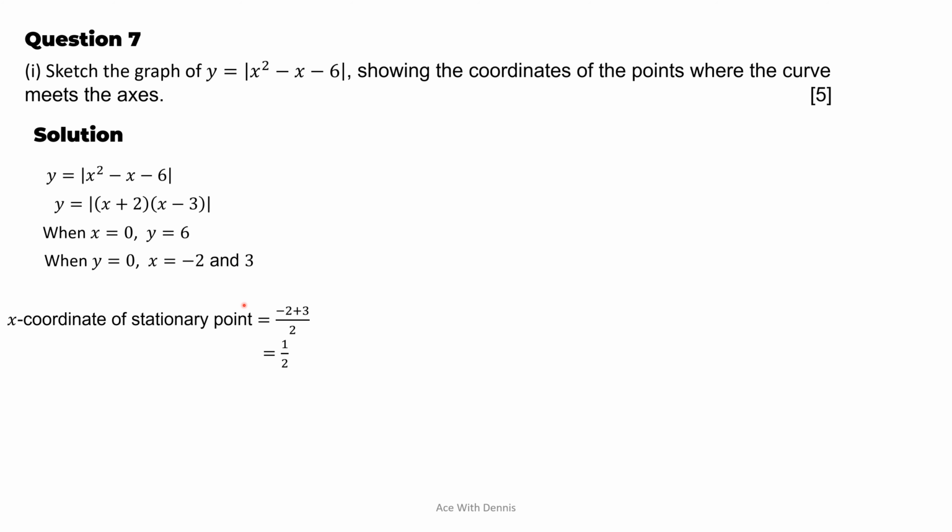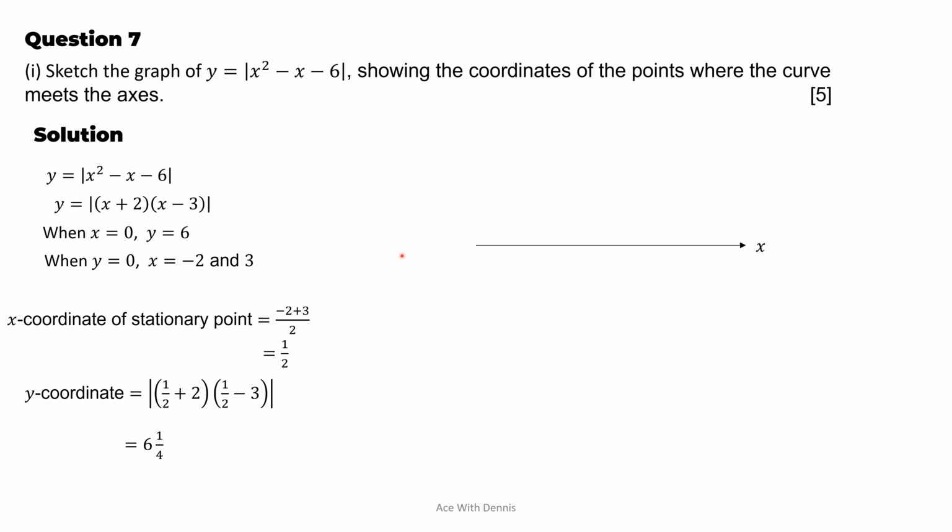And we get half. Then we move on to find the y-coordinate of the stationary point by substituting the value of x equals half into the equation. We get modulus of (half plus 2)(half minus 3). And the value is 6 and 1 over 4. Now, we have all the information that we need, so we can start to sketch the graph now.